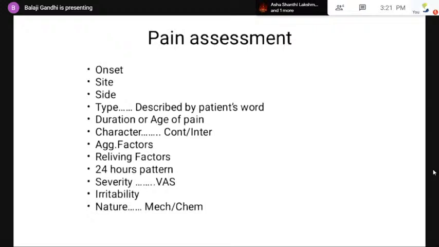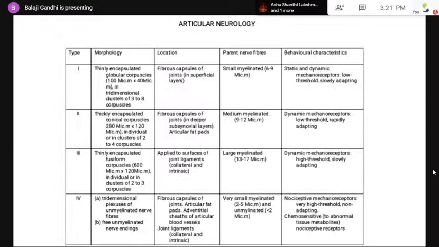There are 4 types of articular receptors: type 1, 2, 3, and 4. Type 1 is thinly encapsulated globular corpuscles. These are located on the fibrous capsules of the joints in the superficial layers of the capsules. The parent nerve fibers are small myelinated fibers. The behavior of type 1 is static and dynamic mechanoreceptors, low threshold and slowly adapting fibers.